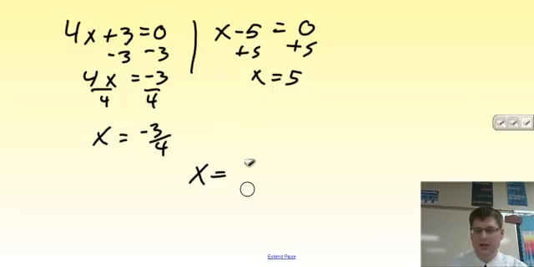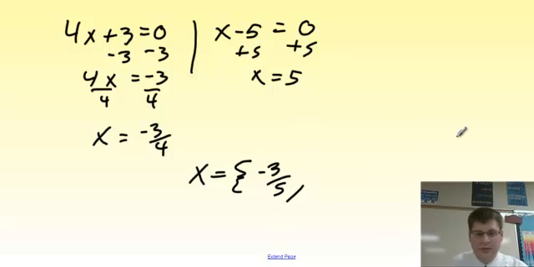My two solutions, in set notation since I have 2 of them. That was a lousy one. That didn't help. Let's try that again. Alright, that's tolerable, I suppose.